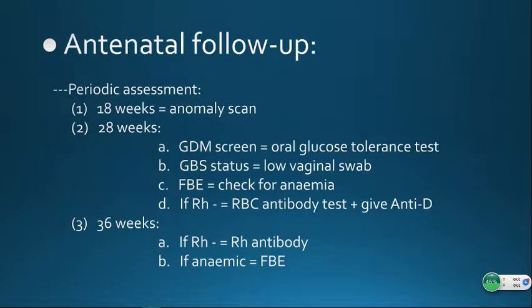Then there will be periodic assessments. So again, 28 weeks is very important, as you see there are quite a few tests being done. But before that, there's an 18-week anomaly scan, to check for any congenital anomalies. And at 28 weeks, there's screening for gestational diabetes, which is in the form of an oral glucose tolerance test.